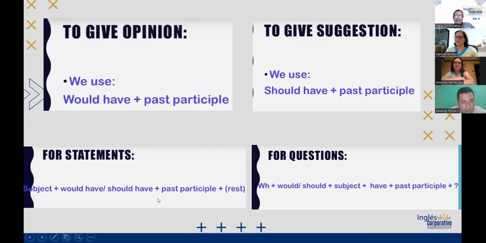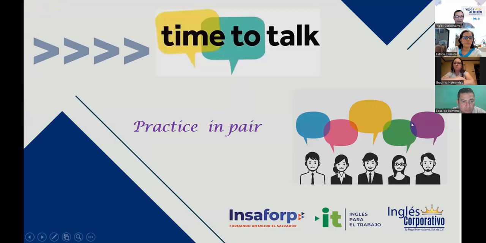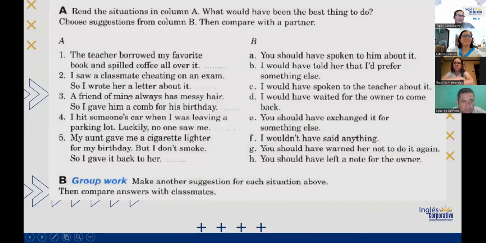It's what we need here because we have part of the auxiliary have. So we say would have, should have. All right. We have this exercise, the beautiful exercise, okay? Read the situations in column A. What would have been the best thing to do? When people say this expression in a more fluent way, they say, what would have been the best thing to do?